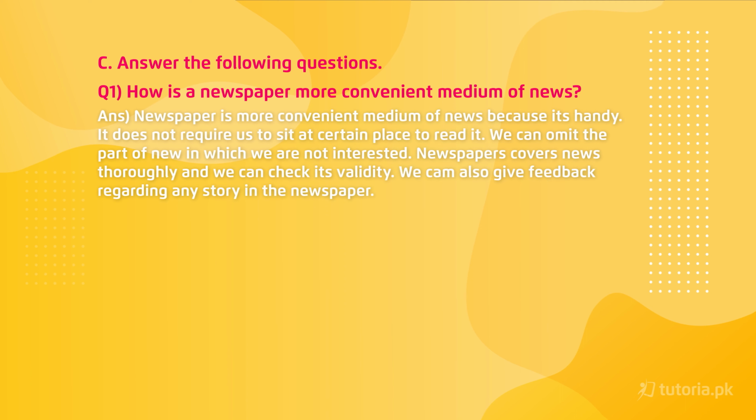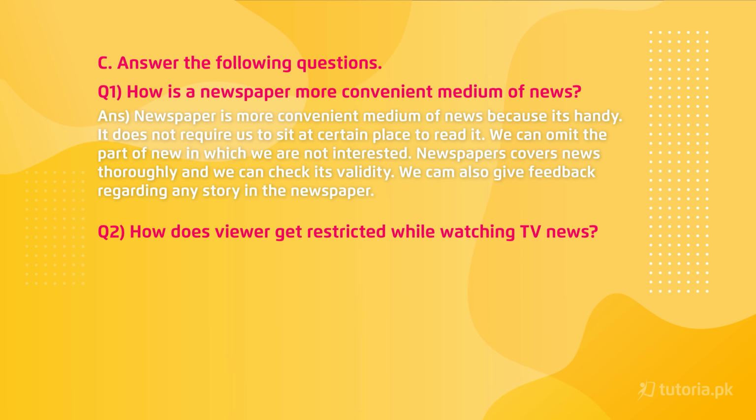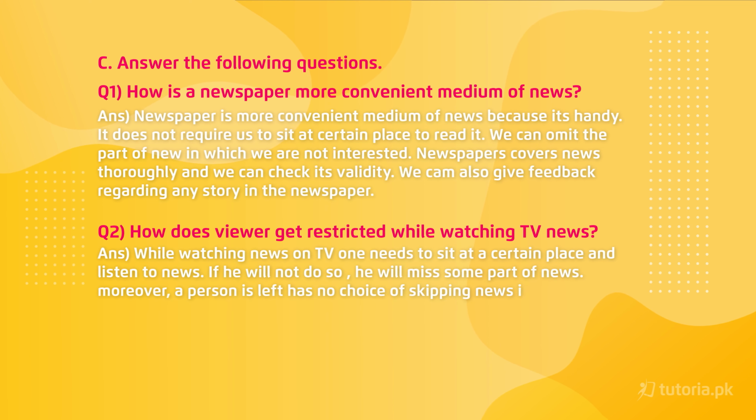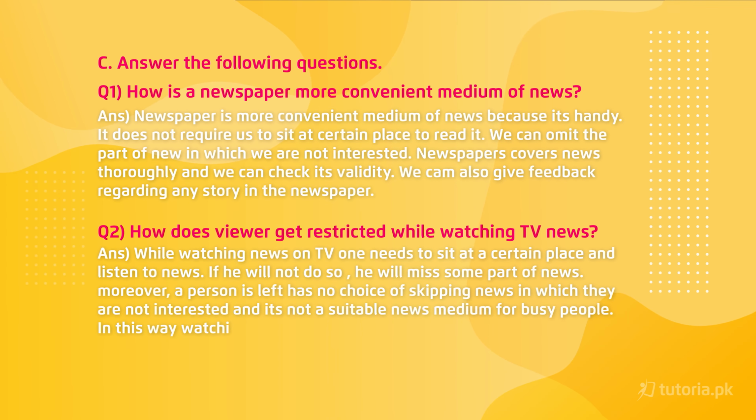Moving on to second question, which is, how does viewer get restricted while watching TV news? Answer, while watching news on TV, one needs to sit at a certain place and listen to news. If he will not do so, he will miss some part of news. Moreover, a person has no choice of skipping news in which they are not interested, and it's not a suitable news medium for busy people. In this way, watching TV news restricts the audience.